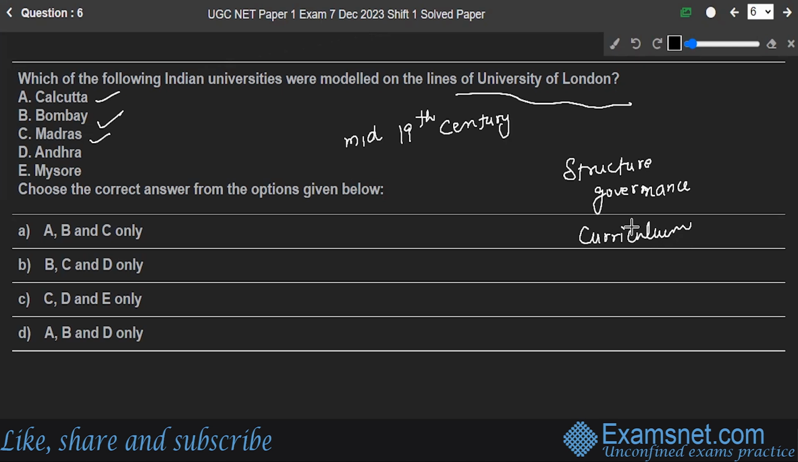The University of Andhra and the University of Mysore, on the other hand, were established later in the early 20th century. They were influenced by the University of London to some extent, but they also had their own unique features and were not directly modeled on the University of London. So you have the first option as the right answer.